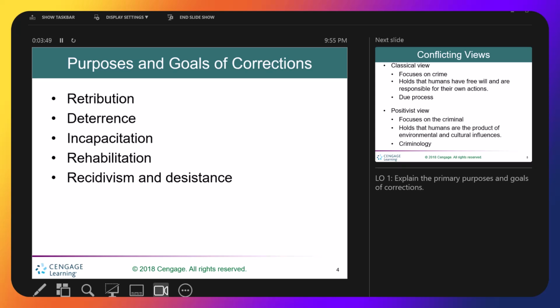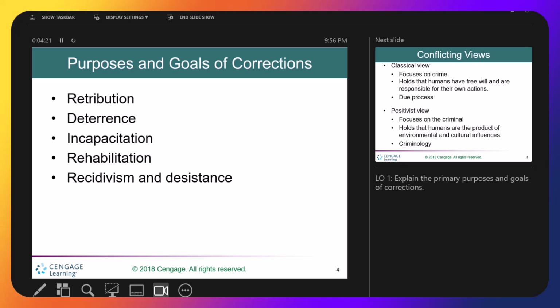So when we look at the purposes and goals of corrections, one of the things you think in terms of is retribution. It's about getting even. When you think about this philosophy, it's really the old expression, an eye for an eye. So getting even with individuals, punishing them because they did something wrong. Deterrence is basically trying to keep individuals away from crime, to get them to stop doing crime.